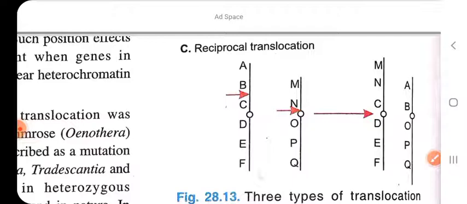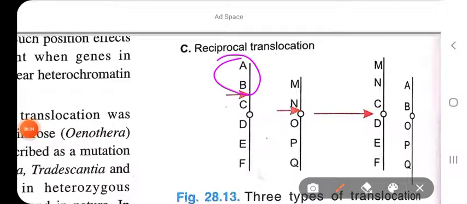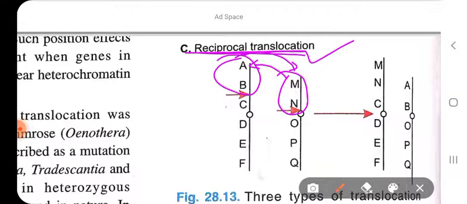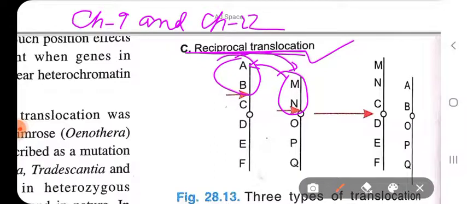The next type of translocation is called reciprocal translocation. Normally, reciprocal translocation is the exchange of parts between non-homologous chromosomes. So here you can see AB from the ABCDEF chromosome and the MN segment of MNOPQ. These 2 segments are going to be exchanged between these non-homologous chromosomes. This type of reciprocal translocation occurs most frequently. One example is reciprocal translocation between chromosome number 9 and chromosome number 22.